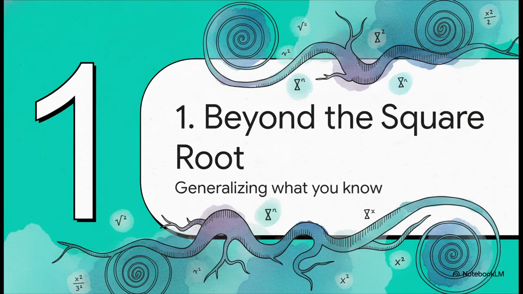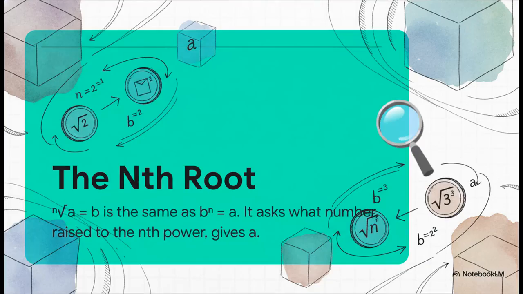All right, first up, beyond the square root. And don't worry, we're not throwing out everything you know. We're really just building on a concept that you're already familiar with. This looks formal, but all it's really asking is a simple question. What number, b, when I multiply it by itself n times, gives me the number a, you see? For a square root, n is just an invisible 2. For a cube root, n is 3. It's that simple. Powers and roots, they're just two sides of the very same coin.